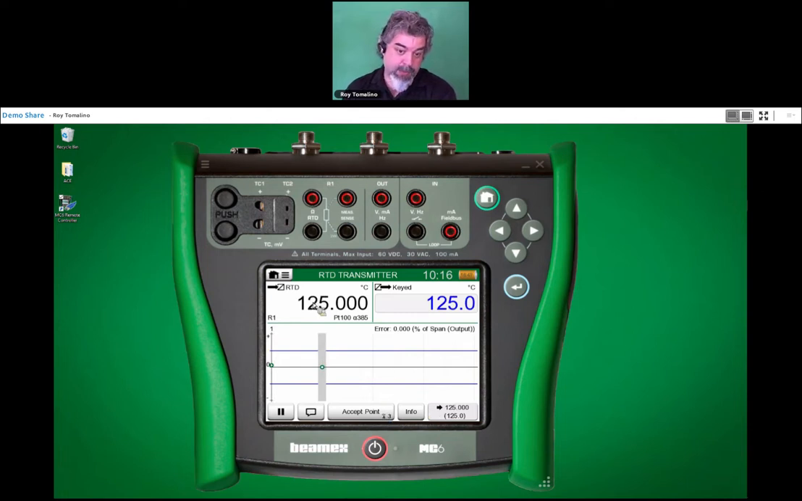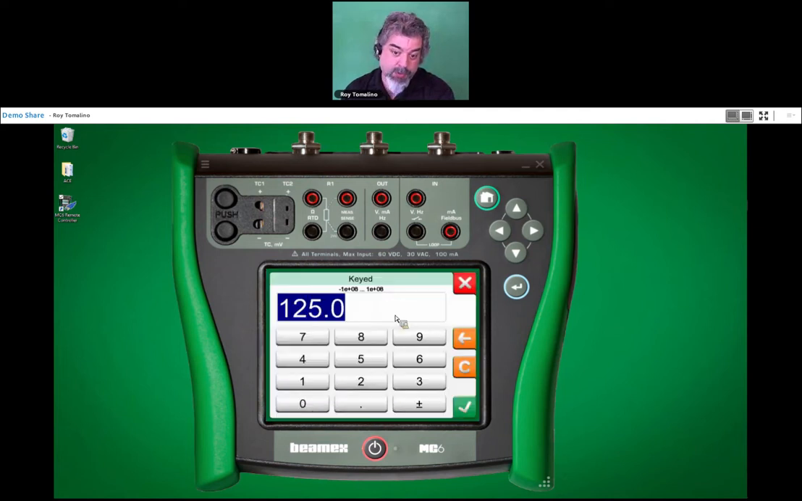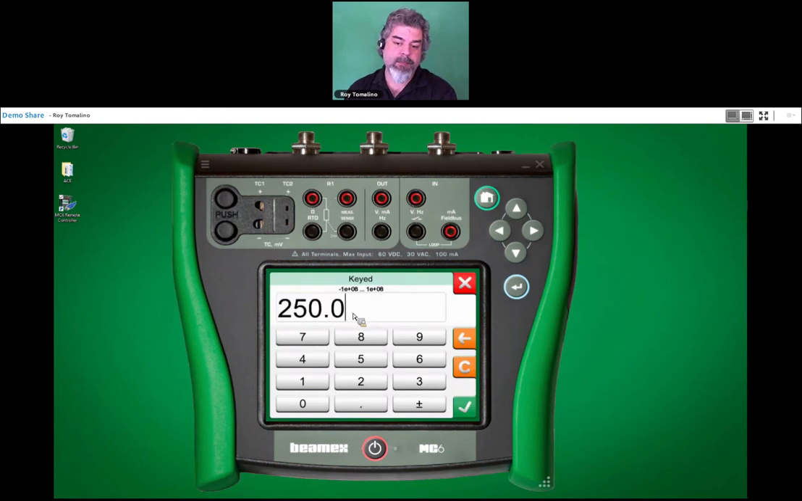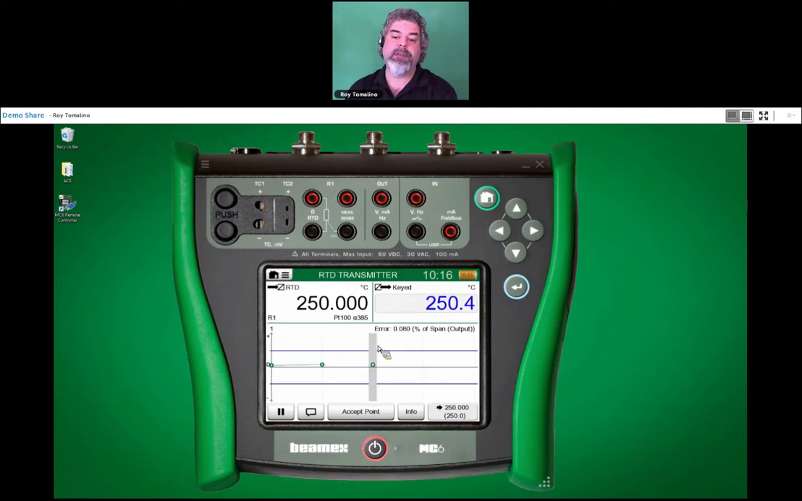Now the temperature is moving up, so I'm feeding it 125 degrees, and at the display, I'm getting 125. It's juggling between 3 and 4. It's most often a 4, so 125.4. So my error is 0.08%. Let me accept this point. I'm feeding it 250 this time. Yep, this one is a .4 as well. So my output is 250.4 degrees, and it's calculating my error, 0.08% of span.